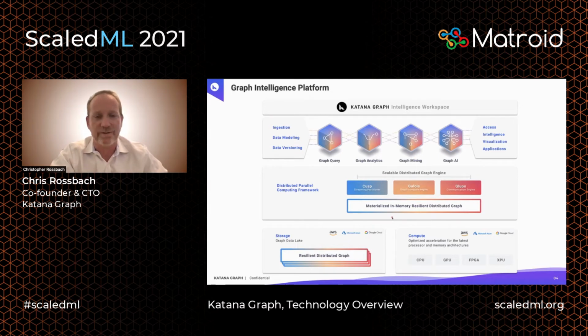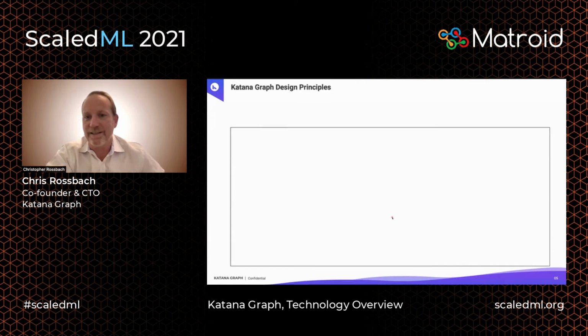So with that basic overview of what the components are, I want to take a step back and talk about the design principles that went into building Katana Graph, so that some of the design decisions hopefully make sense within that context. So key graph design principles that went into the Katana Graph intelligence platform are program in the small, execute in the large. I think this one is largely non-controversial, right?